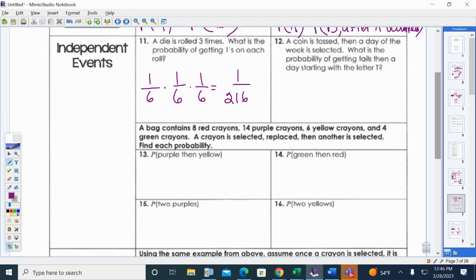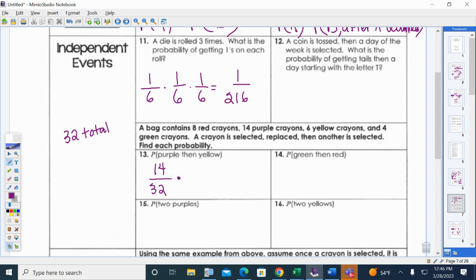So let's look at number 13. Number 13 says find the probability of a purple, then yellow. Well, for the probability of purple, there are 14 purple crayons. And you would have to add all these up. So 8 plus 14 plus 6 plus 4. Y'all, there are 32 total crayons in the bag. So to select a purple, there are 14 out of 32 ways to do that.